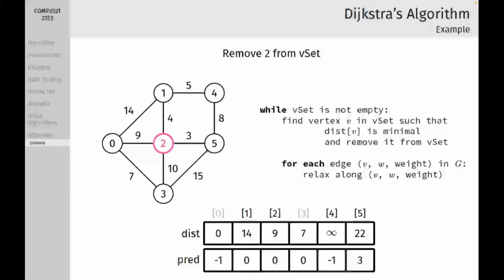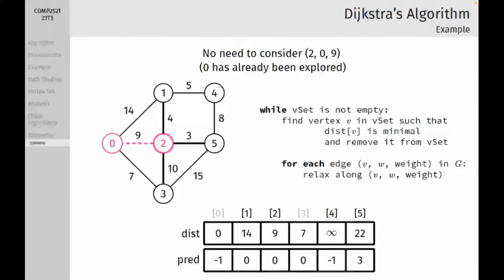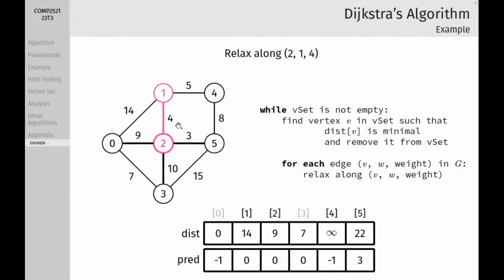The next vertex is 2. Out of the remaining vertices, 1, 2, 4, and 5, the vertex with the smallest distance is 2, so we'll remove 2. Now we explore all of the edges from 2. First, we don't need to consider this edge from 2 to 0, because 0 has already been explored. But how about this edge?